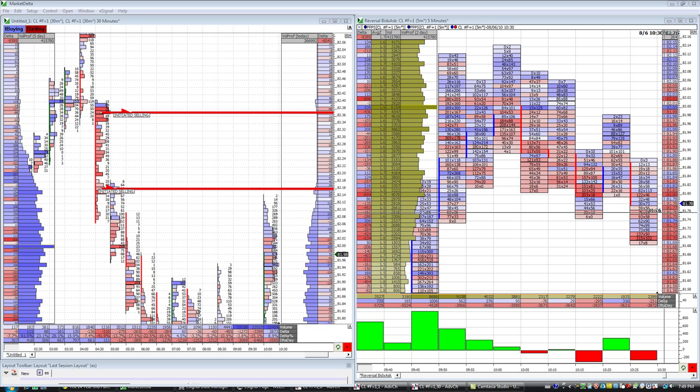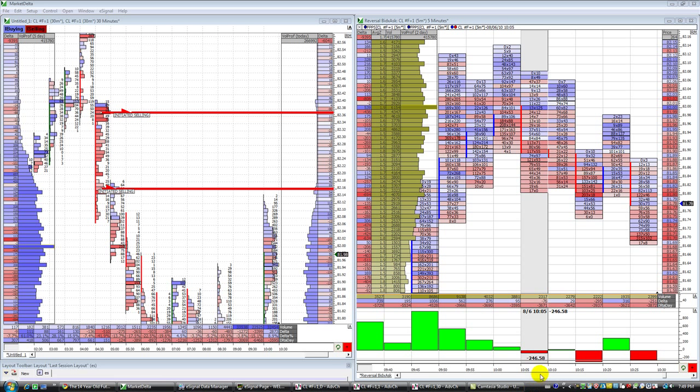Today I'm going to do a little video on reading order flow and using it with auction market theory, which is analyzing where value is in the markets. We're going to go over three markets: the German DAX market, the E-mini S&P 500, and also the oil market.